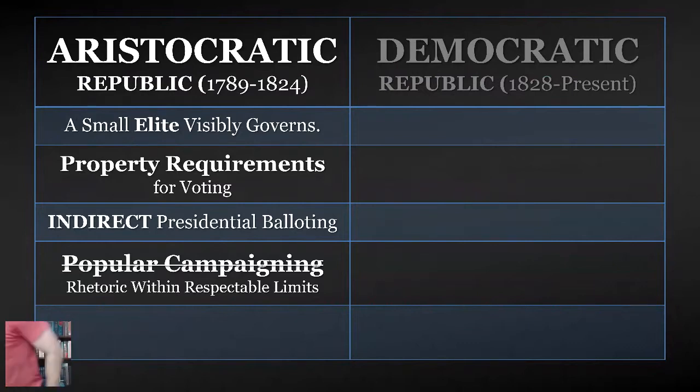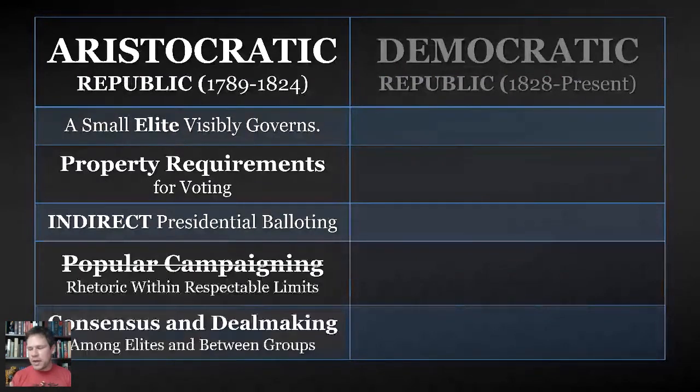That is not to say that there weren't some pretty nasty things said at various times during the first party system, but it was mostly restrained between aristocrats, with consensus and deal making among elites and between groups. If you're studying the Jeffersonian period, think about the corrupt bargain. The so-called corrupt bargain was deal making: I'm going to make sure my votes go to you, and then I'll be Secretary of State, Henry Clay thinks. You can't really do that in a democratic republic, which is really what's shaping up after 1828.